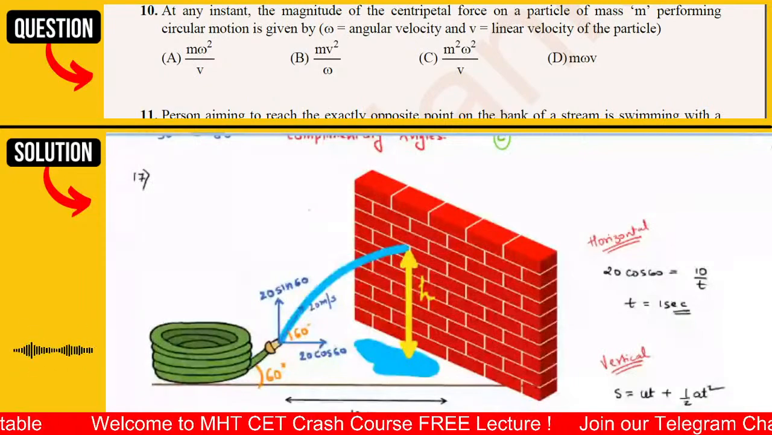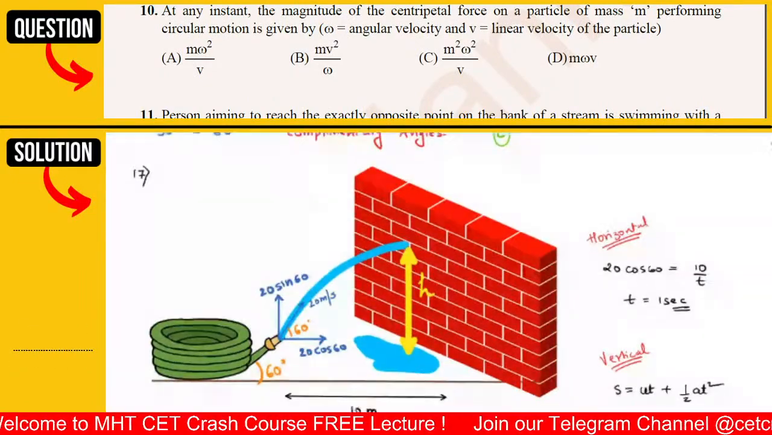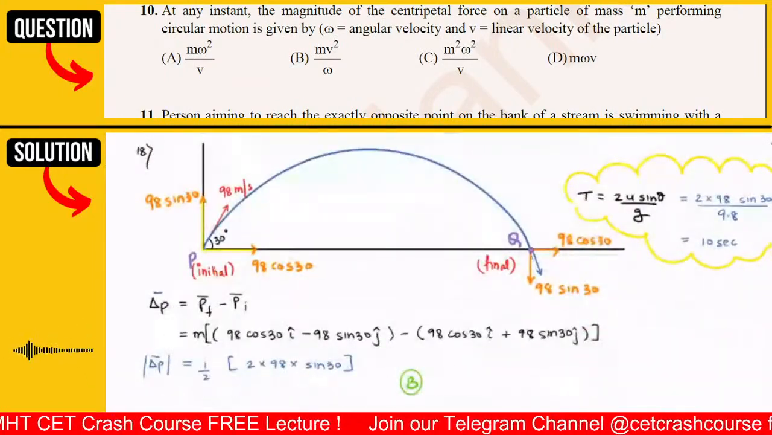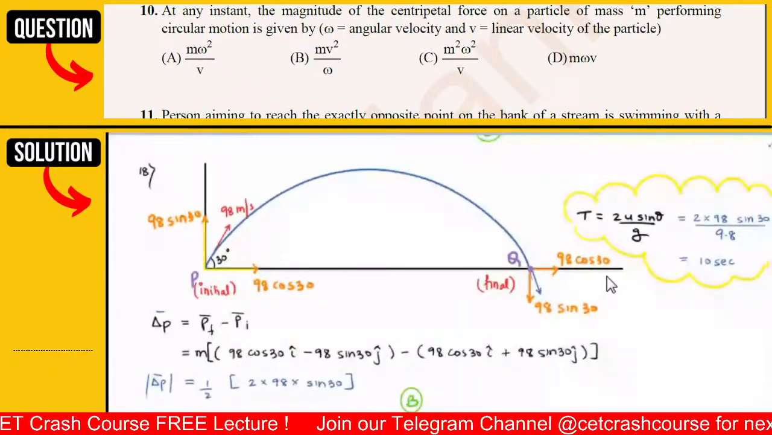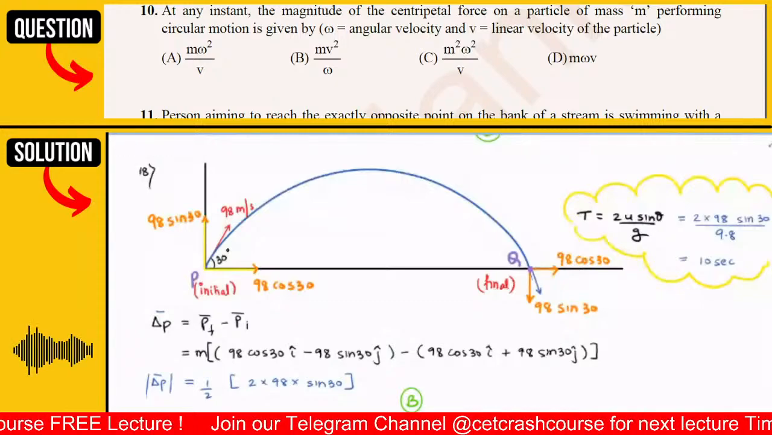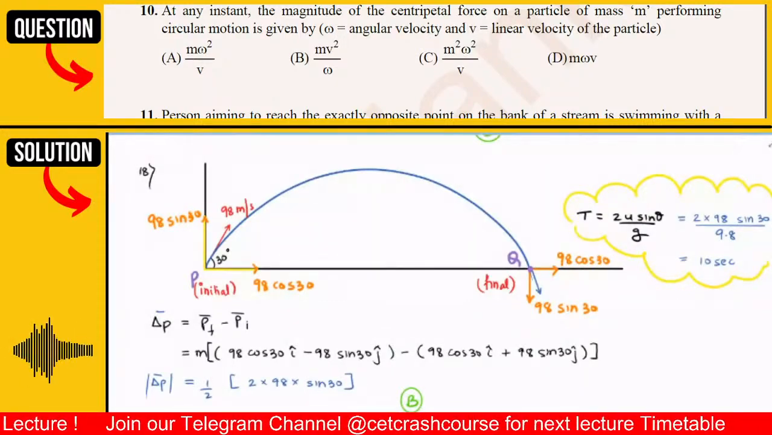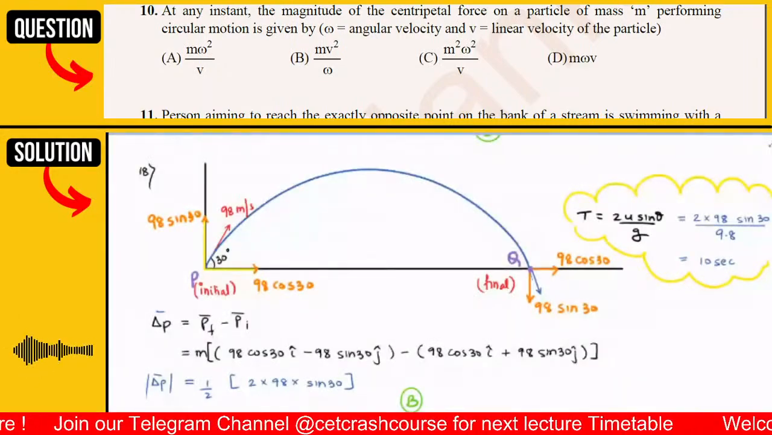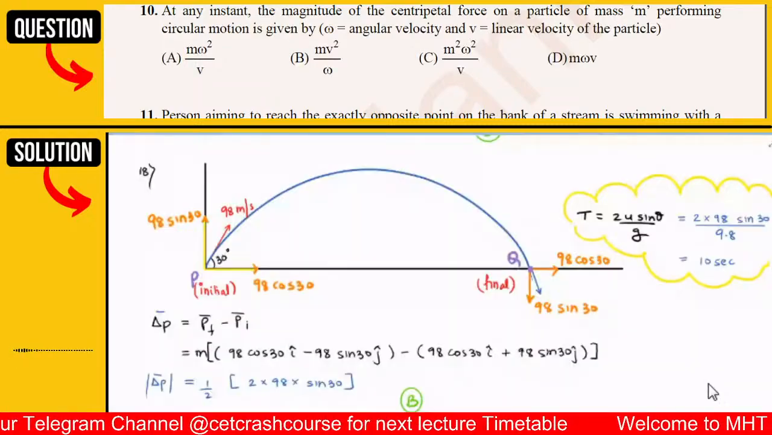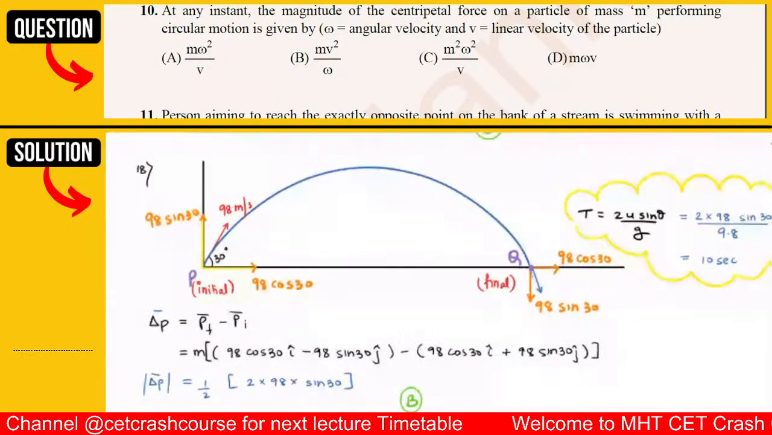Right. We understood that. That brings us to the 18th question, students. A particle having a mass 0.5 kilogram is projected under gravity with a speed of 98 meters per second at an angle of 30 degrees. The magnitude of change in momentum after 10 seconds is.